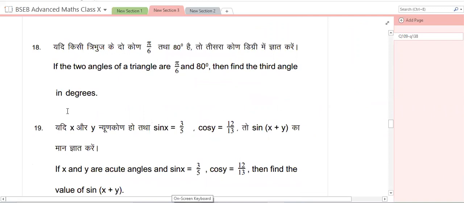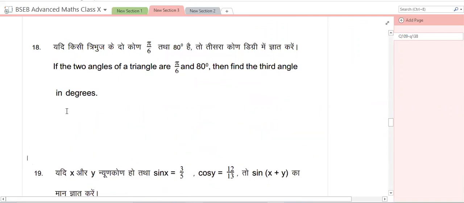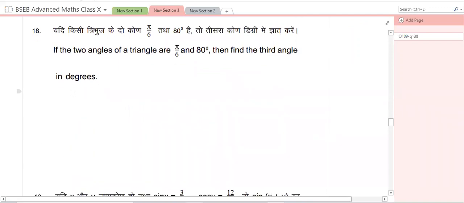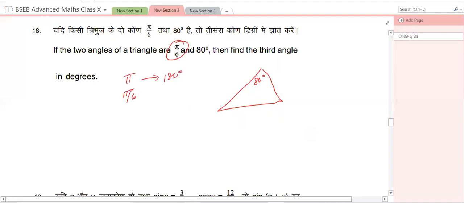Question number 18. If the two angles of a triangle are pi by 6 and 80 degrees, then find the third angle in degrees. Simple question. So we have a triangle here that is 80 degrees. Now pi over 6, pi is 180 degrees. Pi over 6 is x.